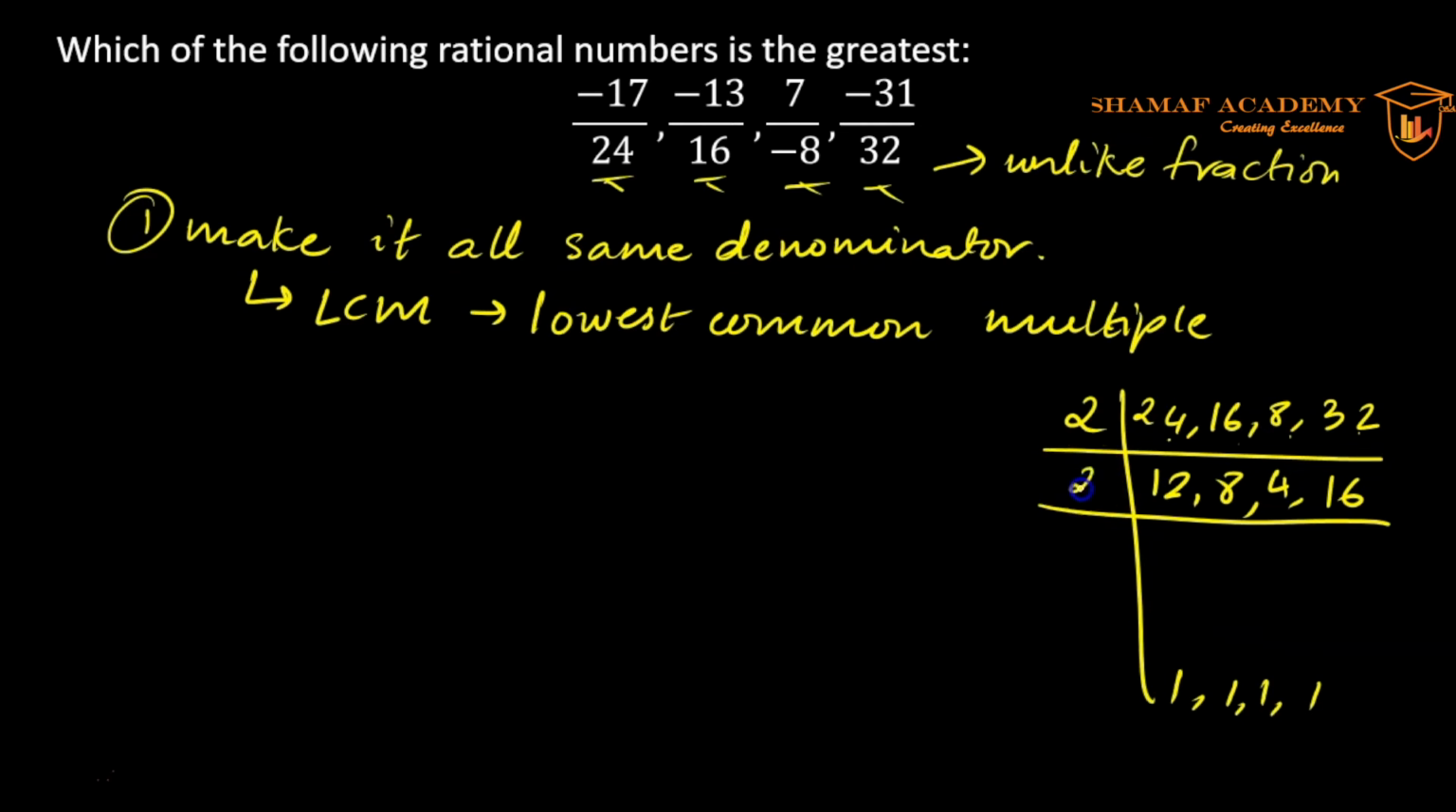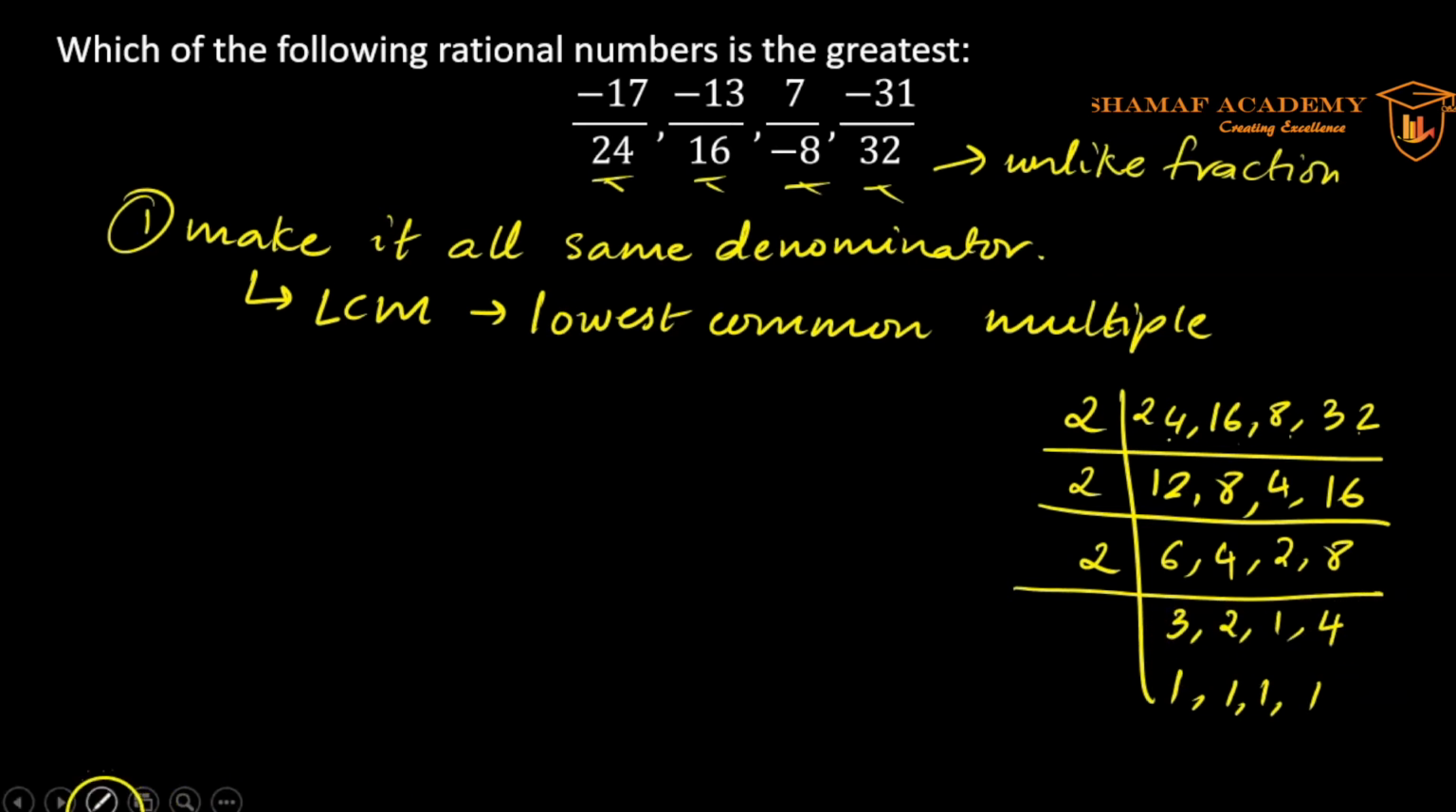Again, I have to use the table of 2 because all of these numbers go with 2. So 2 times 6 is 12, 2 times 4 is 8, 2 times 2 is 4, and 2 times 8 is 16. Then again, all of these go with the table of 2, so let me use 2 again. We have 2 times 3 is 6, 2 times 2 is 4, 2 times 1 is 2, and 2 times 4 is 8. I have made one of them a 1. I'm still yet to make the other three numbers 1.